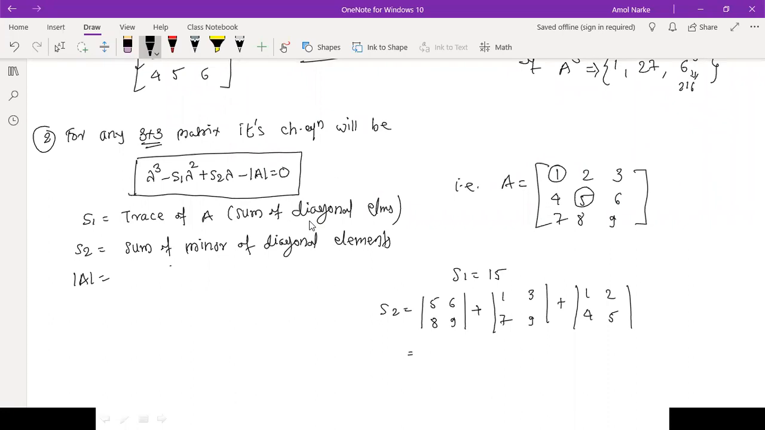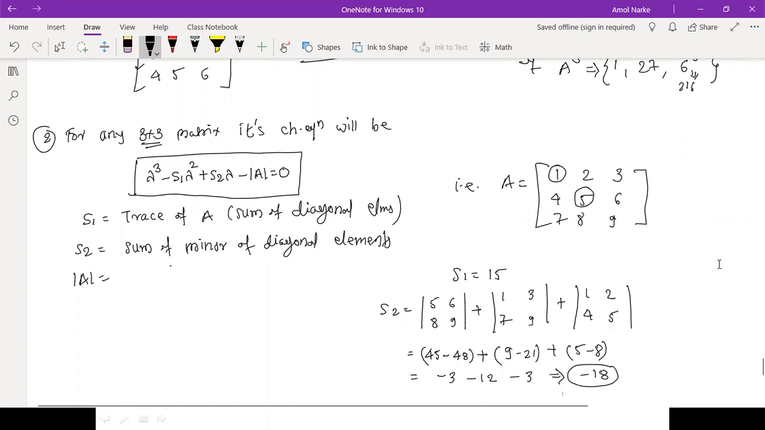Tell me what it is. 9 5s are 45 minus 6 8s are 48. Yes or no? Plus here 9 minus 21 plus 5 minus 8. So find out. Here I am getting minus 3. Here, if I subtract 9, it's 12, minus 12. Here I am getting minus 3. So what I am getting is minus 18. Yes or no?